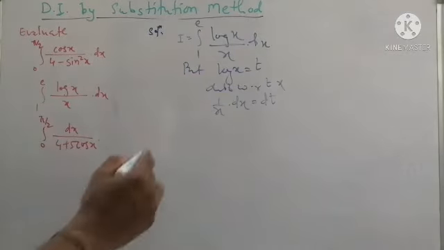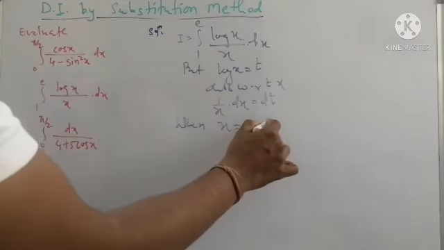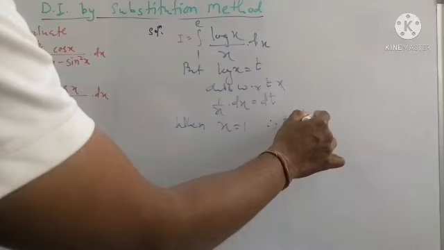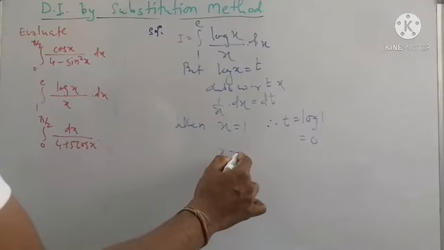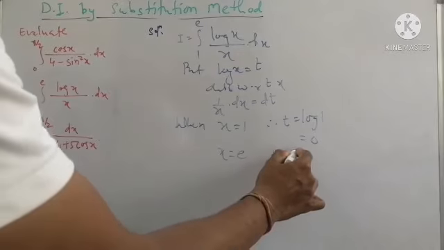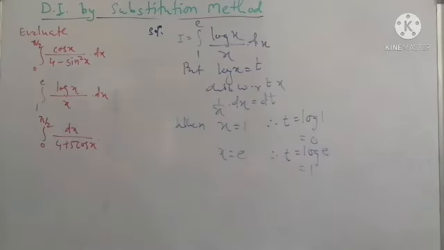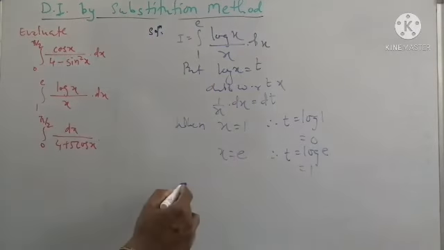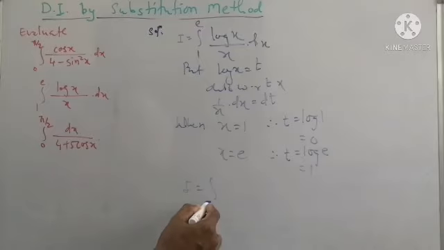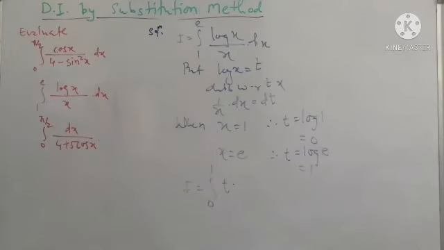Now we have to change the limits. When the lower limit of x is 1, t is equal to log of 1, and log of 1 is always 0, and the upper limit of x is e, therefore the value of t is log of e, and log of e is always 1. So the new limits are from 0 to 1, as old limits are 1 to e. So integration I is from 0 to 1, as log of x is in the numerator, we put it as t, and the remaining 1 upon x dx is dt.